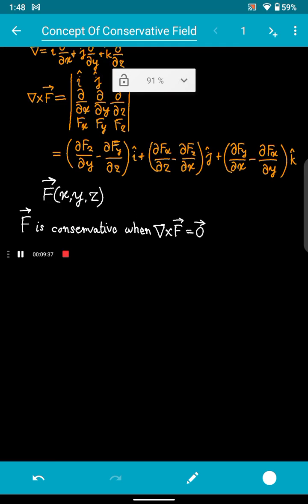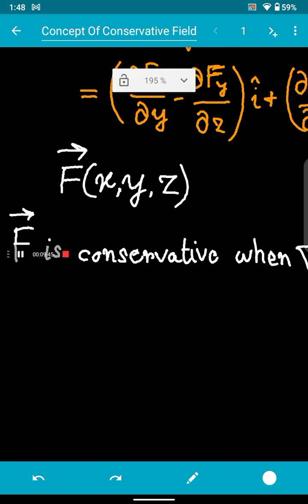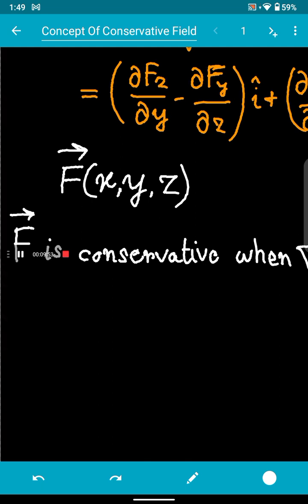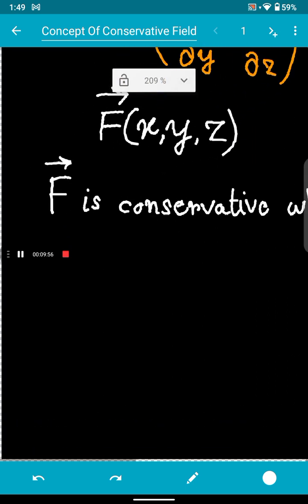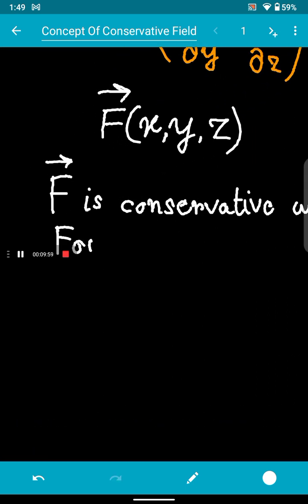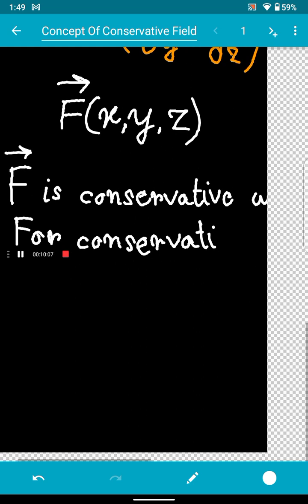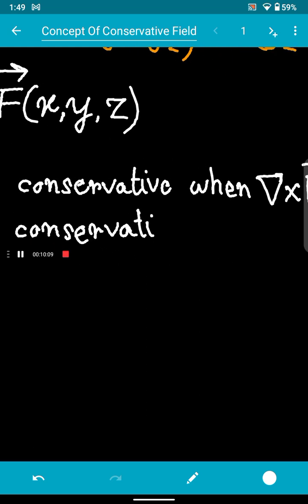And what was curl of f? This determinant, which is found to be this. If you know fx, fy and fz, then you can write the thing as this, that we need for a conservative field. Let's say conservative field, because it not only holds for force, it holds for electric field, magnetic field, and any vector field you might imagine. This is valid for everything.